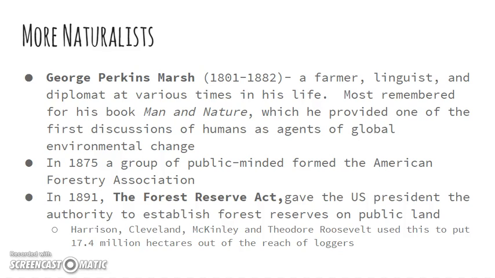But these weren't the only ones. There were more people who spoke out about what was going on. And George Perkins Marsh, who was a farmer, a linguist, and a diplomat at various times in his life, who is most remembered for his book, Man and Nature, provided one of the first discussions of humans as agents of environmental change. He basically told us that we're the reason the world around us is changing.